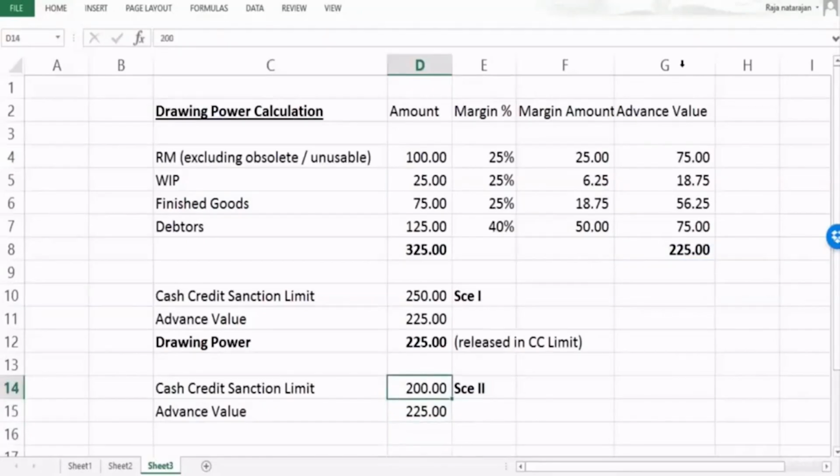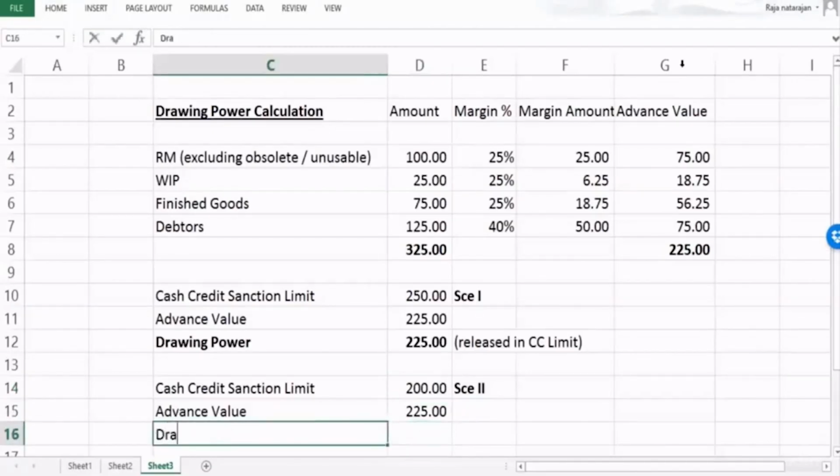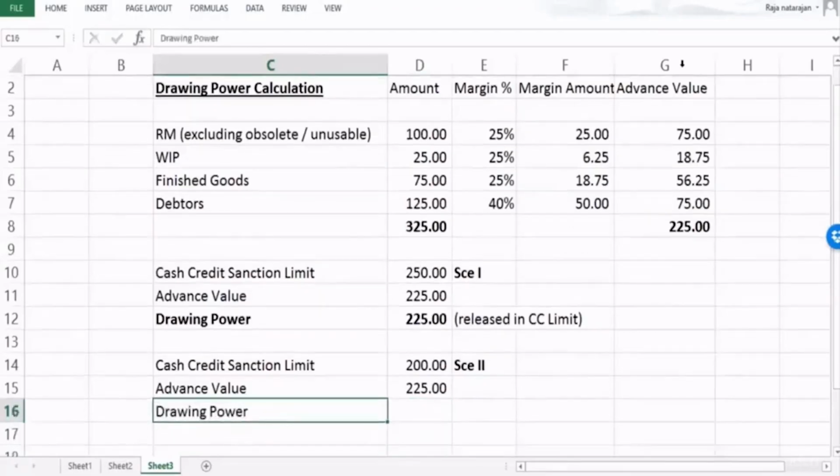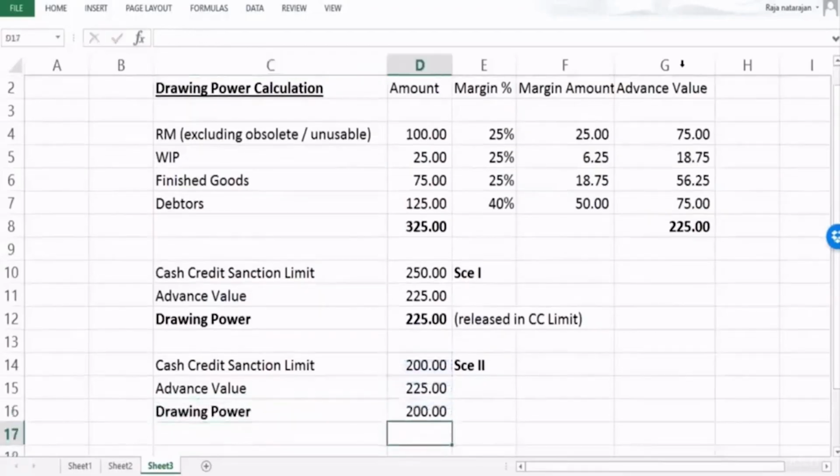Sanction is 200, but advance is greater than the sanction. In that case, again, drawing power is going to be whichever is lower, that is, it's going to be this 200. So even if you have the advance value, that amount cannot be released because the sanction limit is only 200. So this is the exact role of drawing power. Now in this drawing power calculation, we have to keep two more things in mind.